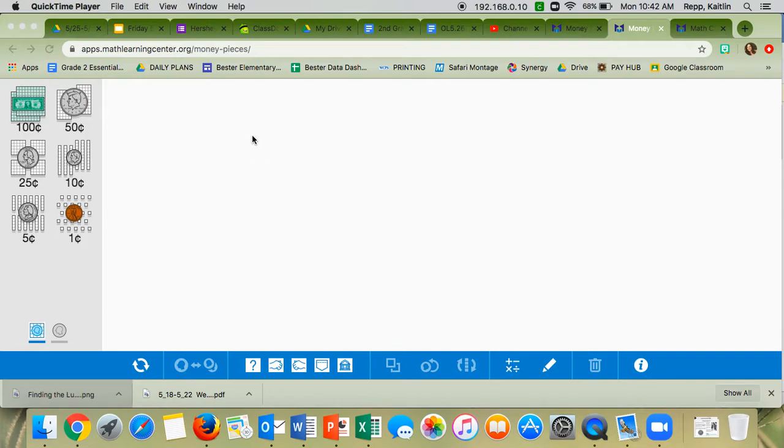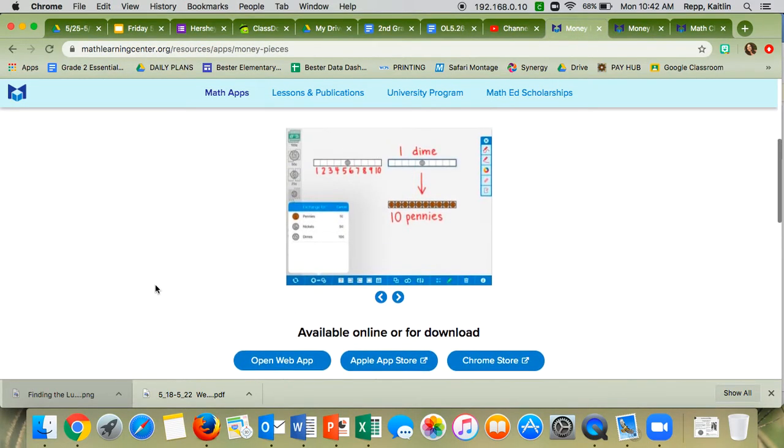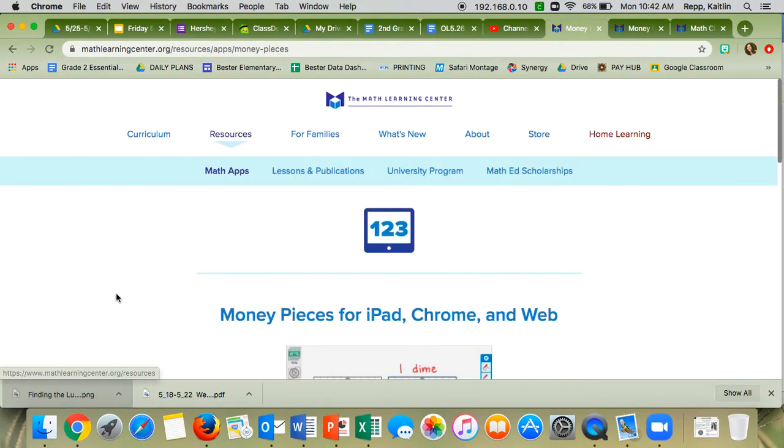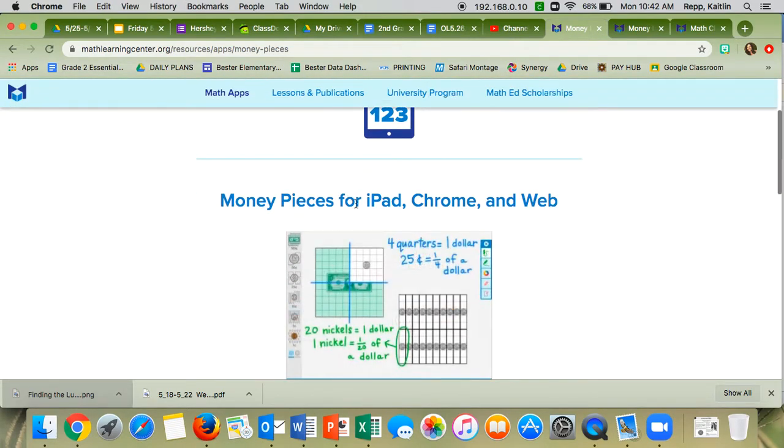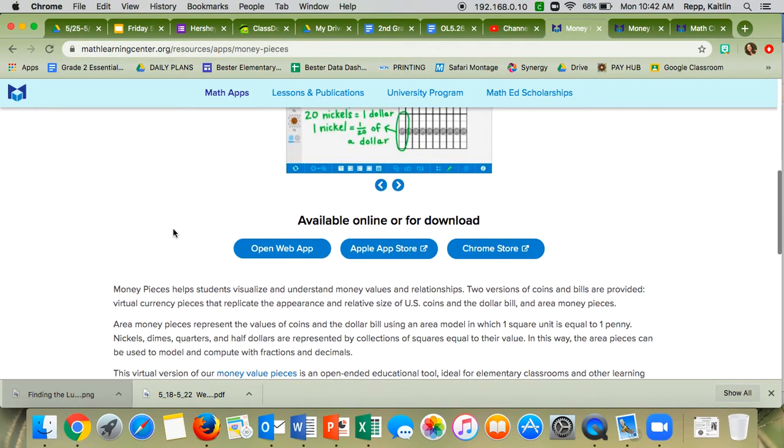I'm using a money app that's really cool, and it might help you with your word problems today if you want to use it too. Go to mathlearningcenter.org and click on resources. I think the page will look like this. Yep. And then math apps, and then find the Money Pieces app. And then you can open it in web or you can actually download it.